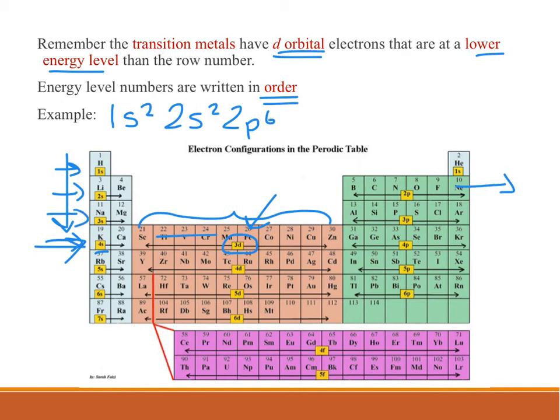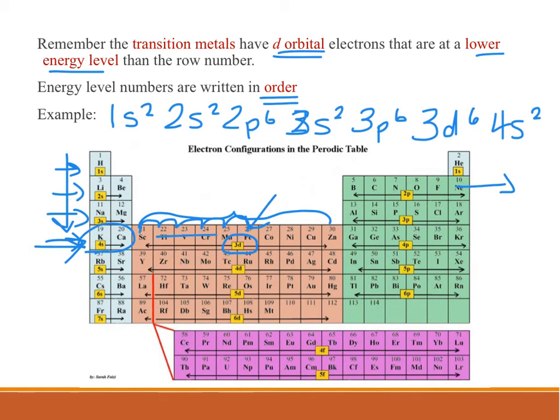Third row, we've got our 3s2, 3p6, and then we know we have some 3d electrons, but we're not sure what those are yet because we haven't counted them. So we're going to just put that there as a placeholder, count our 2 4s electrons, and then figure out how many d electrons we have. Well, we have 1, 2, 3, 4, 5, 6. We have 6 electrons in the d level, so it's 3d6. So the electron configuration for iron is 1s2, 2s2, 2p6, 3s2, 3p6, 3d6, 4s2.